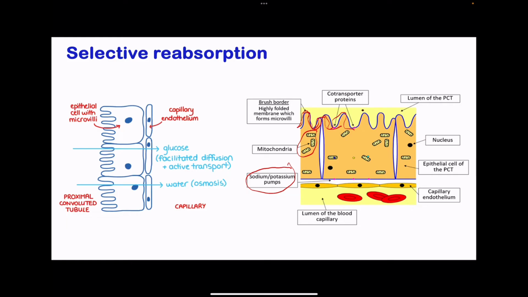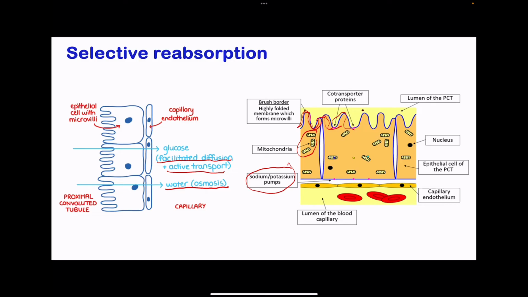100% of the glucose has to be reabsorbed. Some water is going to be reabsorbed. Some sodium chloride is going to be reabsorbed. And the reabsorption for water we can see is by osmosis. Glucose is going to be facilitated diffusion as well as active transport. Remember, 100% of the glucose has to be reabsorbed. In this reuptake, sodium ions are going to be actively transported. The chloride ions and water will follow passively down the concentration gradient.